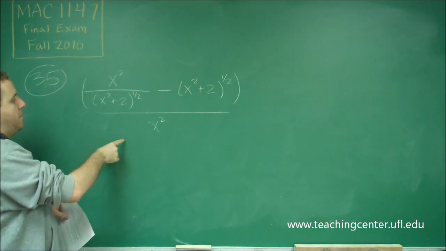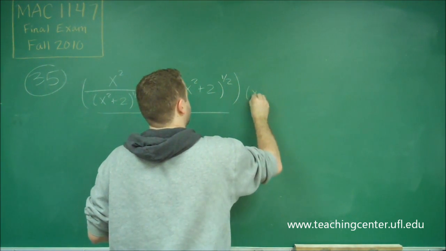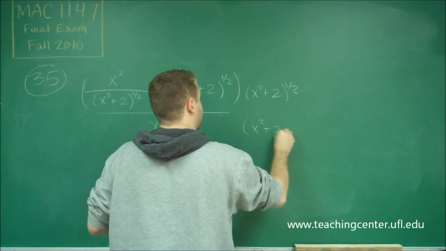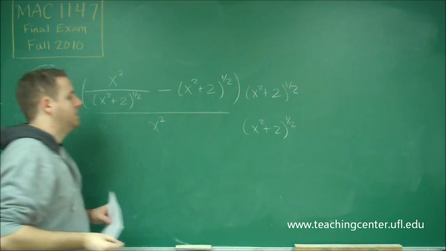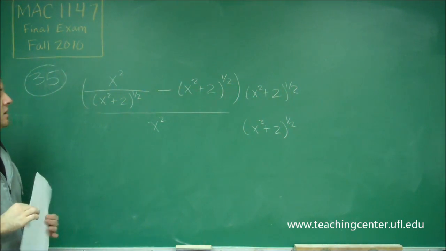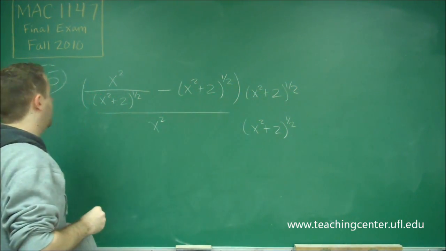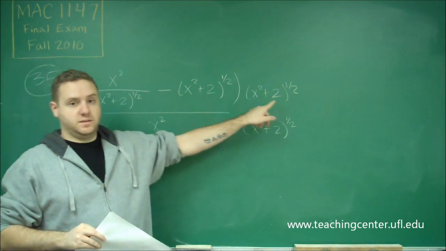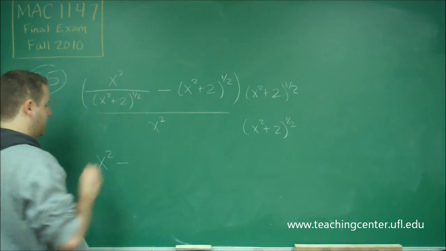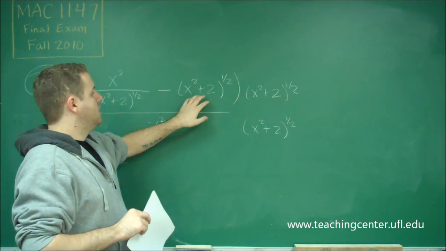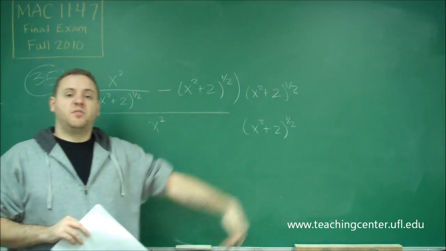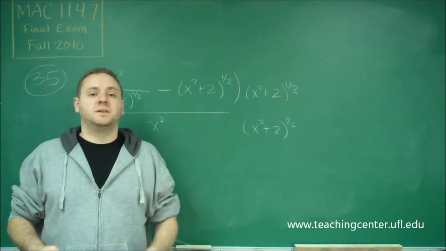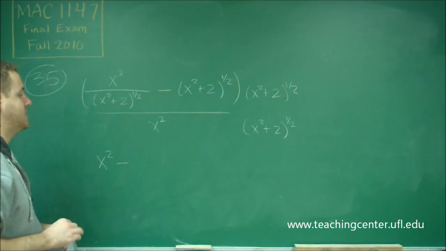So we need to multiply both the top and bottom by x squared plus 2 to the 1/2, because that would get rid of this denominator here. So when we distribute this through, the first term would just be x squared, because this denominator would get canceled out. And in the second term, we have something to the 1/2 power times itself to the 1/2 power. Remember, those are square roots. So we're multiplying the square root of something times the square root of something.